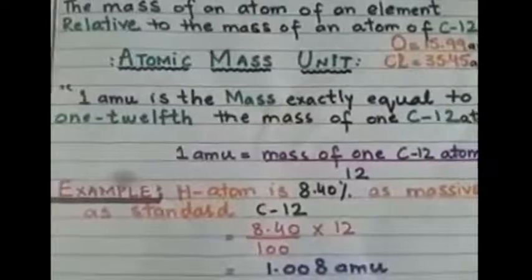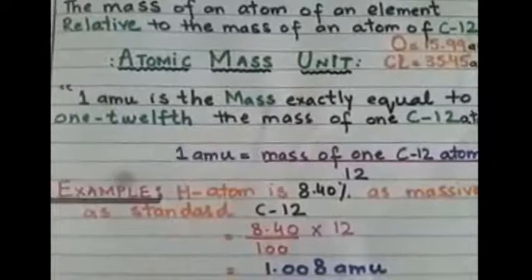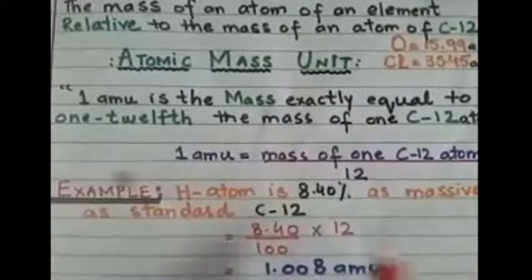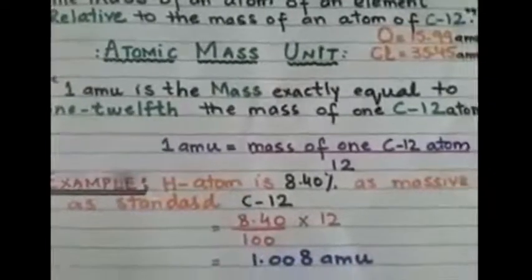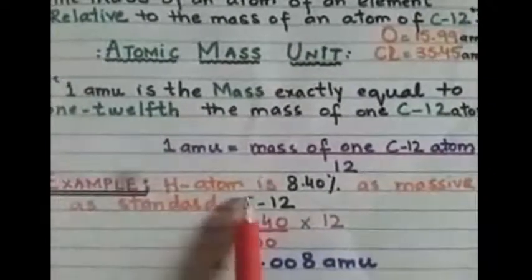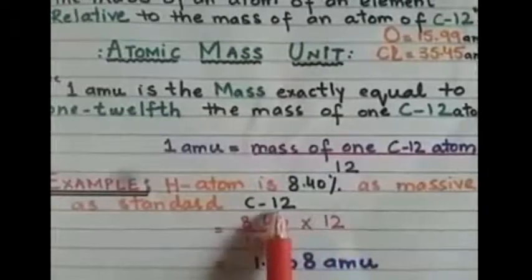Now here we will discuss the example of the hydrogen atom, and we will calculate its atomic mass unit by comparing it with the carbon-12 isotope. Now the hydrogen atom is 8.40 as massive as standard carbon-12.